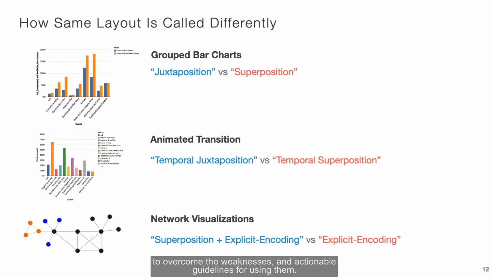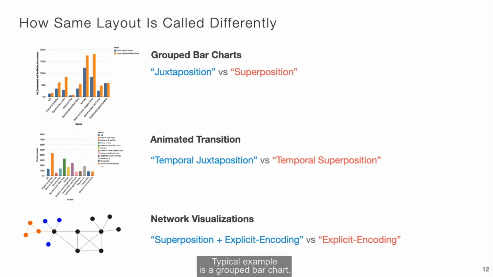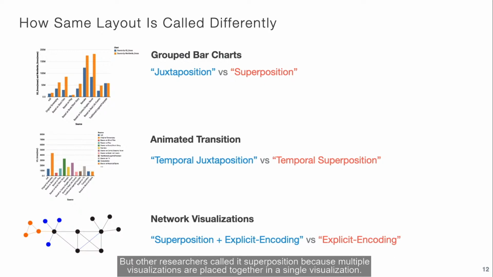Through the survey, we observed many cases where the same visualizations are indeed called differently across papers. A typical example is a grouped bar chart. It is sometimes considered as an example of juxtaposition because the bars are placed next to each other. But other researchers call this superposition because multiple visualizations are placed together in a single visualization.